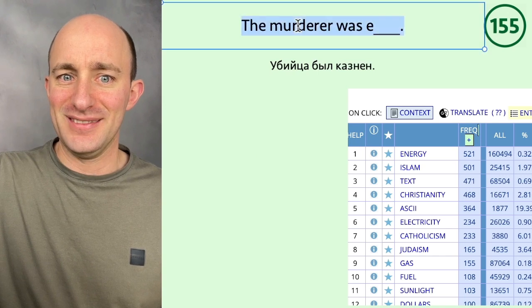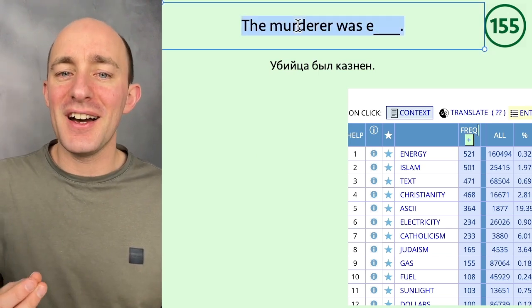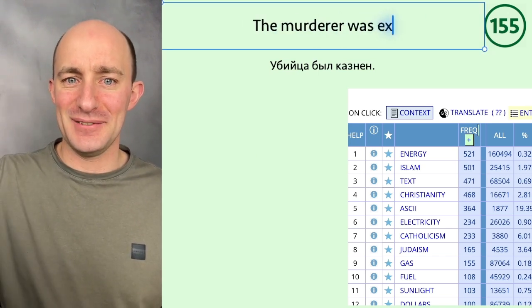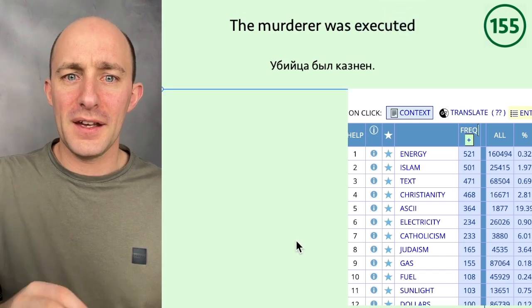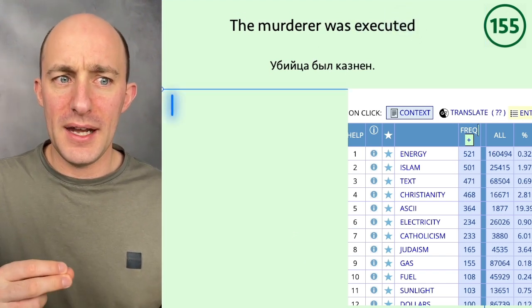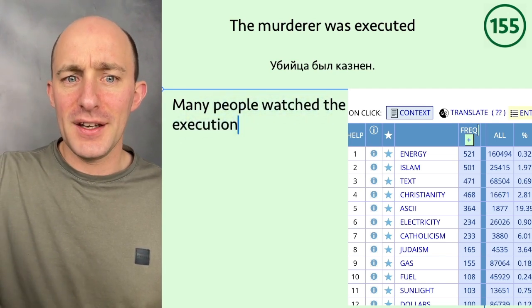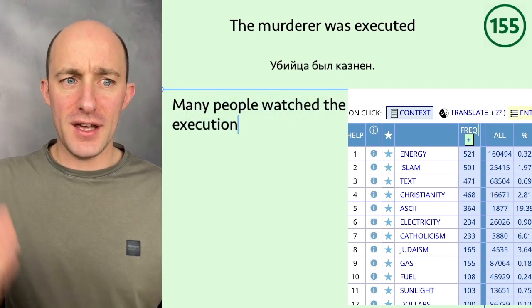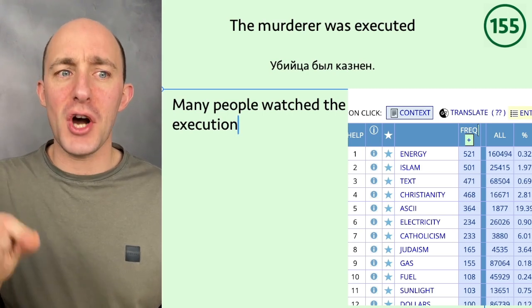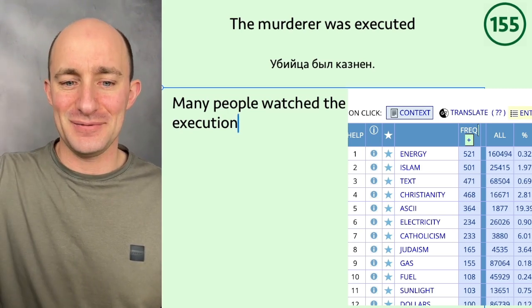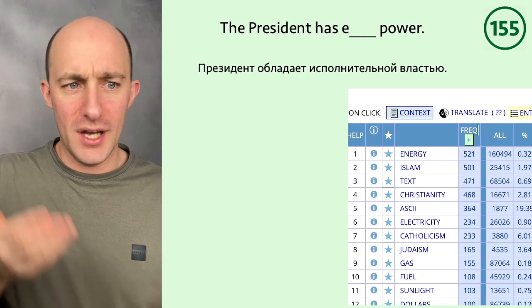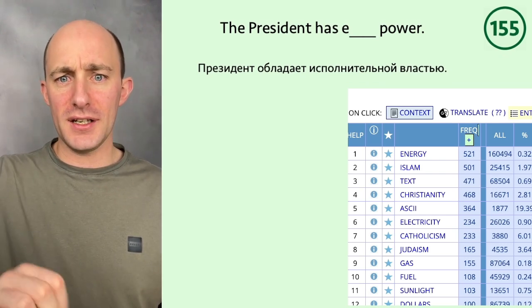I don't know. The murderer was executed. Many people watched the execution. So this word execute can be казнить, but it's not only казнить. Because президент обладает исполнительной властью.